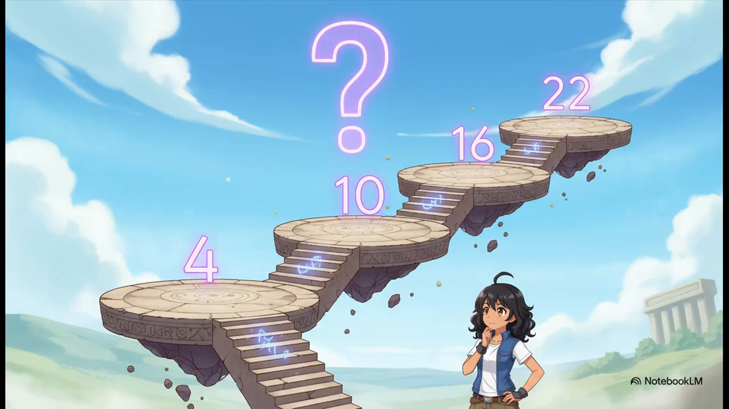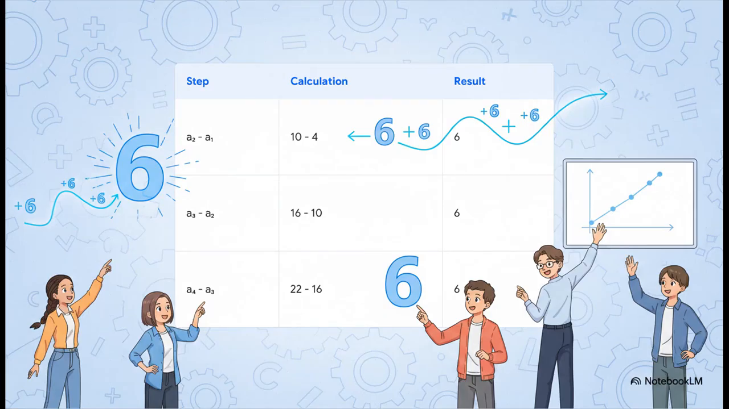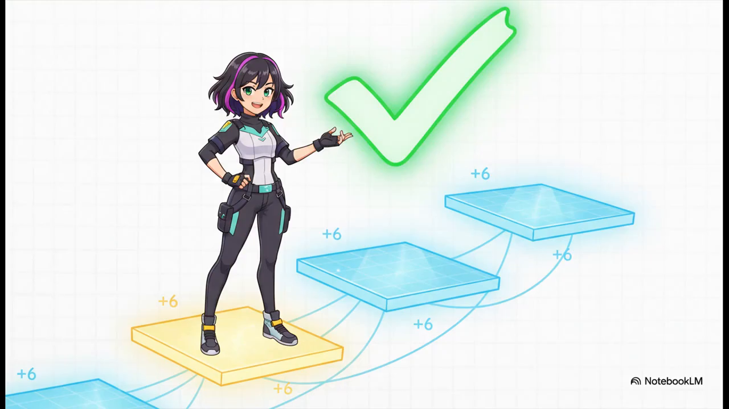So let's put this rule to the test. What do you think? Is the sequence 4, 10, 16, 22 in AP? Let's do the check. Second term minus the first: 10 minus 4 is 6. Okay, next pair, 16 minus 10 is also 6. Let's just do one more to be sure. 22 minus 16, and yep, it's 6 again. The difference is constant. So, the verdict is in. Yes, this is definitely an AP.